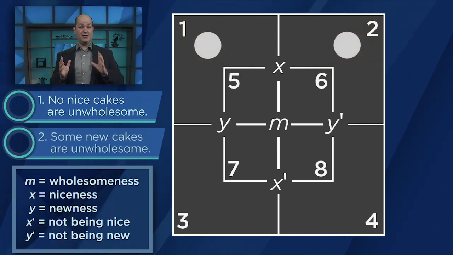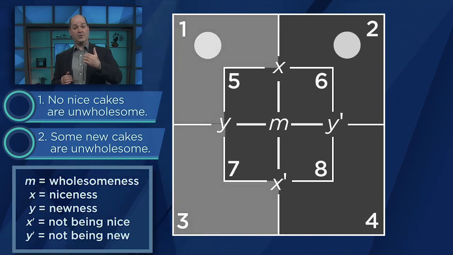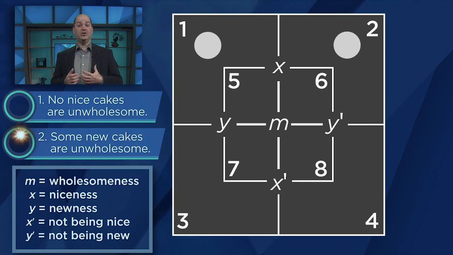Okay, the second premise is 2, some new cakes are unwholesome. The regions corresponding to being new and unwholesome are those to the left of the vertical line and outside the small square. In other words, regions 1 and 3. Statement 2 assures us there is at least one cake living in one of those regions.